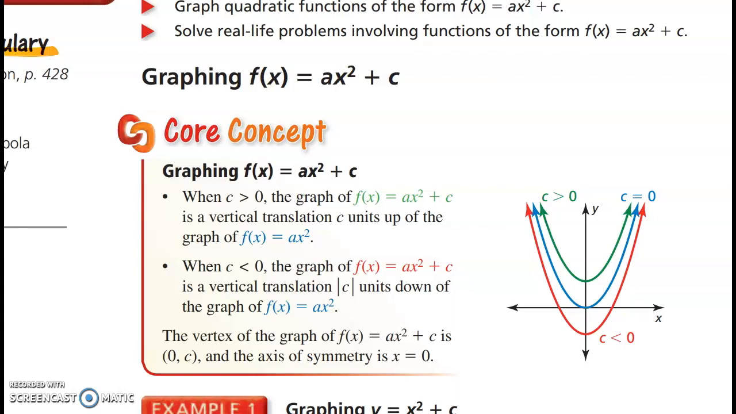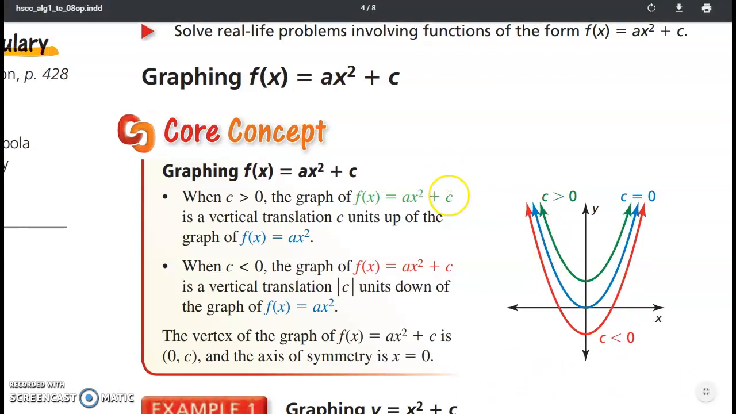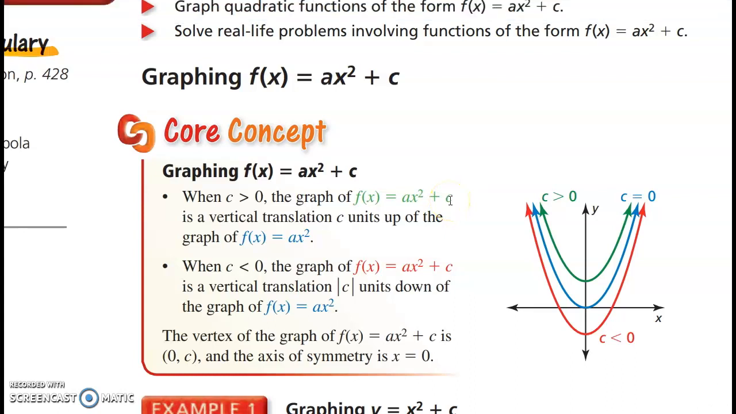But when you shift a function up or down, that changes the range of your function. Instead of it being greater than or equal to 0 or less than or equal to 0, your function is simply going to be greater than or equal to this value c from here on out. That value c is going to dictate where that vertex is.